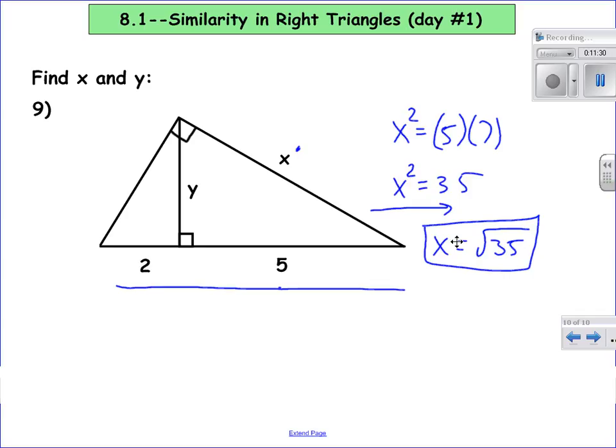How about for y? There's one last look at the old altitude formula. So the altitude formula is, y squared equals 2, this piece, times this piece, 5. So that's y squared equals 10. Y equals the square root of 10.